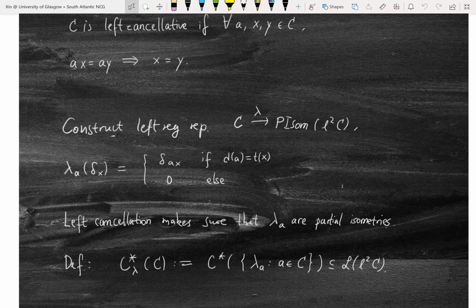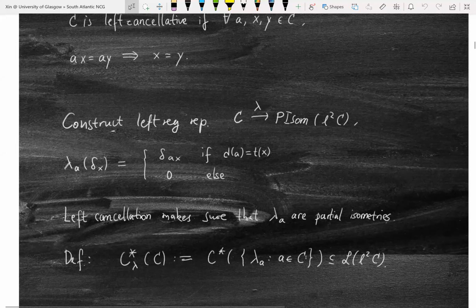Okay, and then you do the same thing as before. You take all these partial isometries that you see in the image of this representation of C, you collect them, and this would generate a C star algebra of bounded linear operators on this Hilbert space, and you can take that as the reduced C star algebra of your small category. So this is a very general construction.